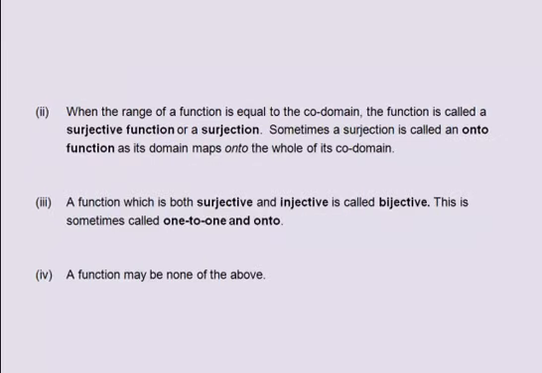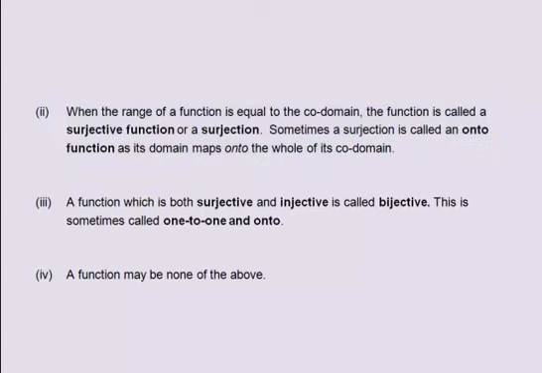Category 2. When the range of a function is equal to the codomain, the function is called a surjective function or a surjection. Sometimes a surjection is called an onto function, as its domain maps onto the whole of its codomain.